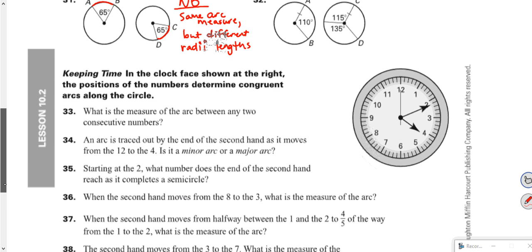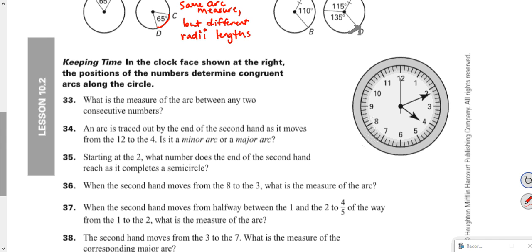Now this one I like. Keeping time in the clock face shown at the right, the positions of the numbers determine congruent arcs along the circle. So what is the measure of the arc between any two consecutive numbers? Here's what I kind of like to do. If I draw my XY axis, then I know each one of these is 90 degrees, right? So to cut that into 3 equal parts, each of them would have to be 30. I hope that makes sense. Again, these are all 90 degrees, right?